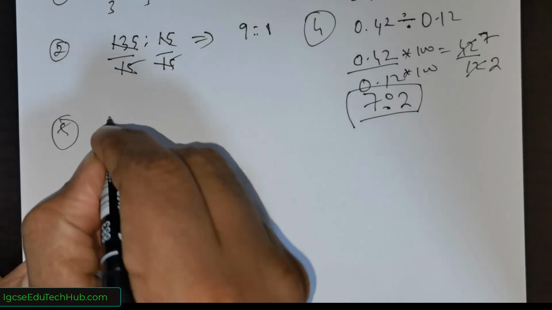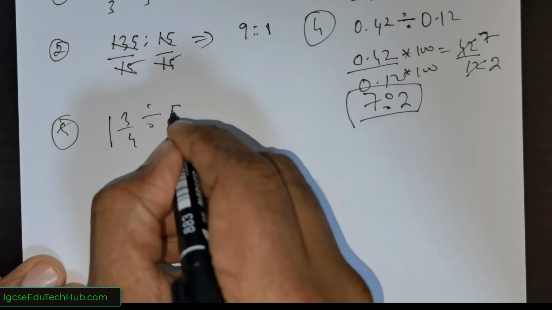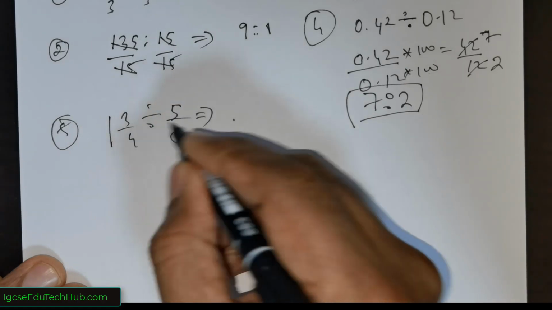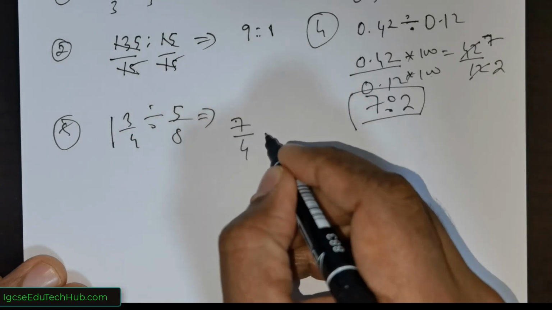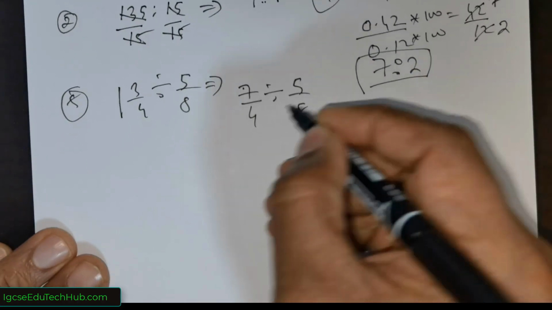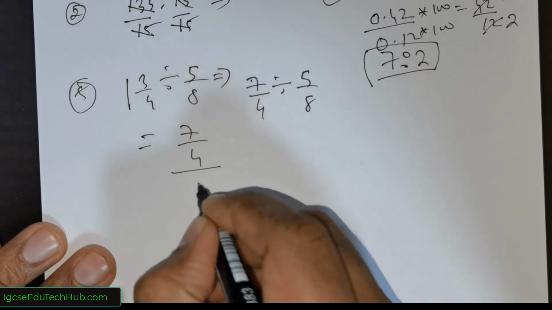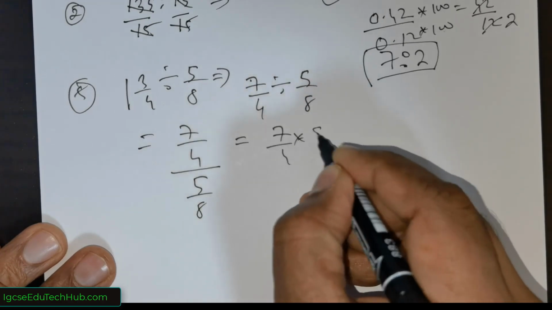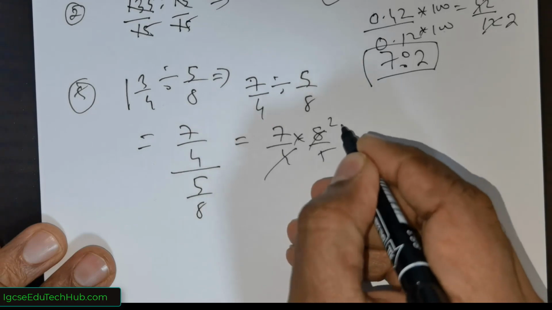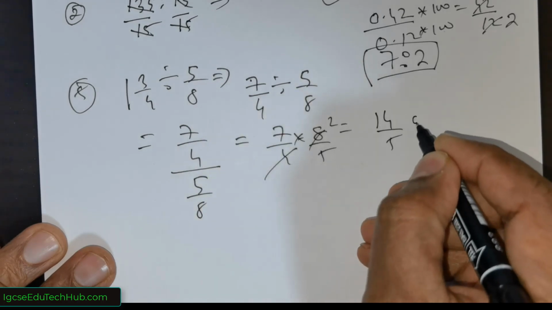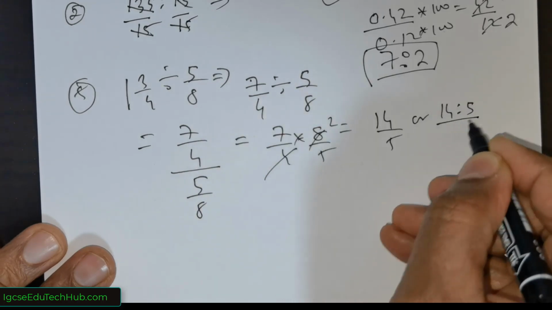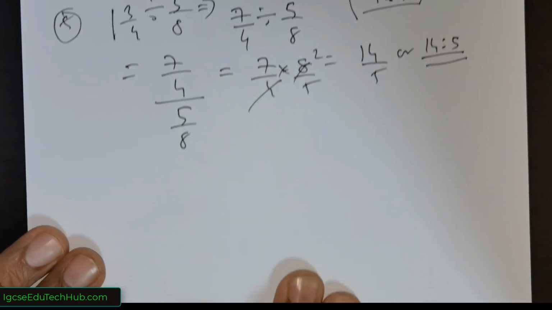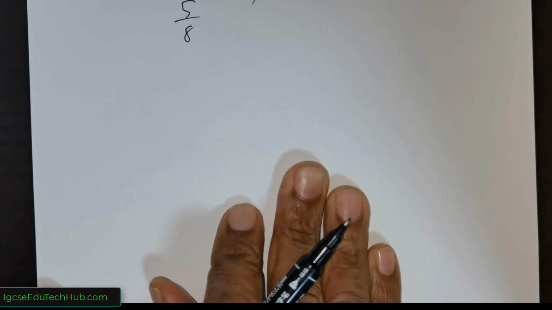See, question number 5, you have 1 3/4 divided by 5/8. Now this can be rewritten as 7/4, and 5/8. I can rewrite this as 7 over 4 divided by 5 over 8, which in turn is equal to 7 over 4 multiplied by 8 over 5. 4 divides 8 2 times, so you have 14 over 5, or 14 is to 5. So that's the answer for this question. So we have done all this. Now let me move on.